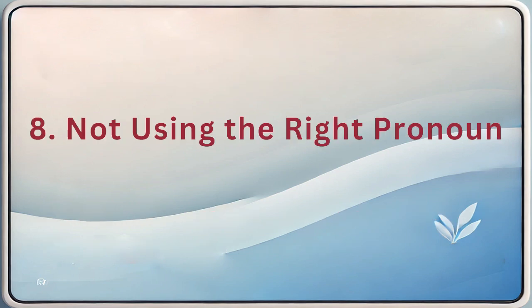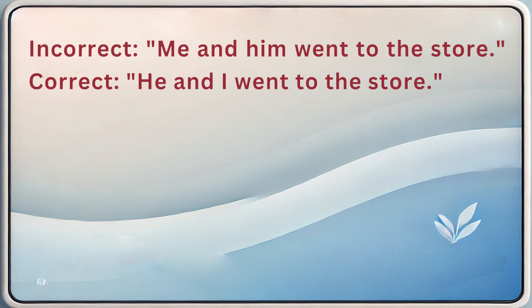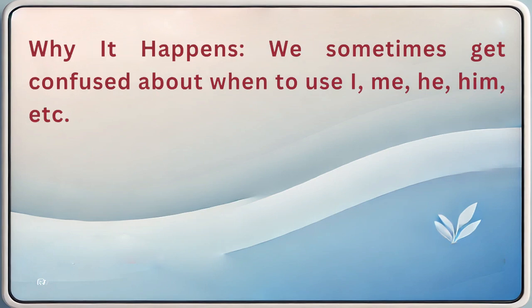8. Not using the right pronoun. The mistake: using the wrong pronoun. For example, incorrect: me and him went to the store. Correct: he and I went to the store. Why it happens. We sometimes get confused about when to use I, me, he, him, etc.